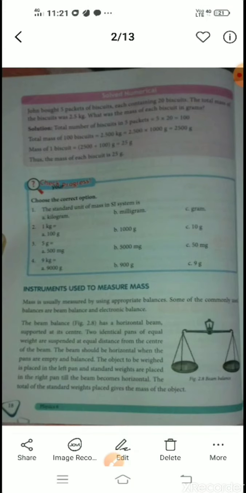If they are not equal, either this will go down and this will come up, which means this is much heavier compared to the number of kgs you have used here.